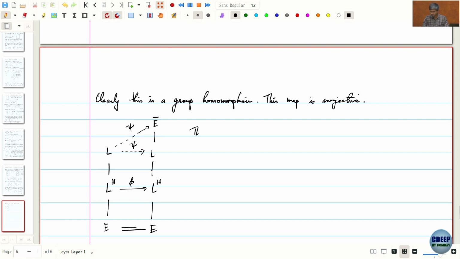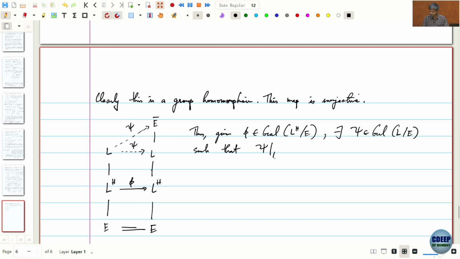So thus, given phi in Galois LH over E, there exists psi in Galois L over E such that psi restricted to LH is equal to phi. Yeah, so therefore this group homomorphism from Galois L over E to Galois LH over E is surjective.